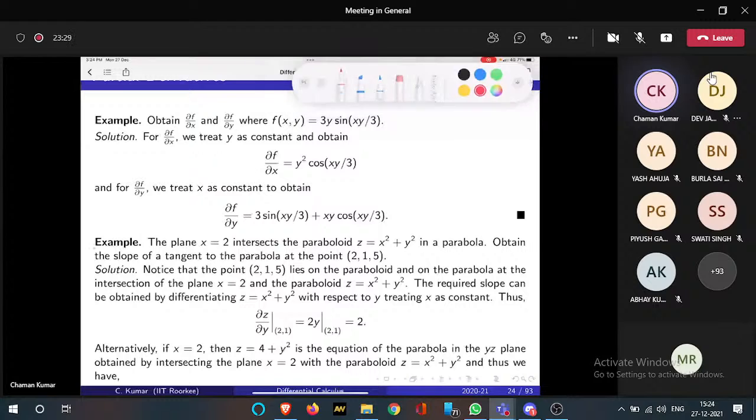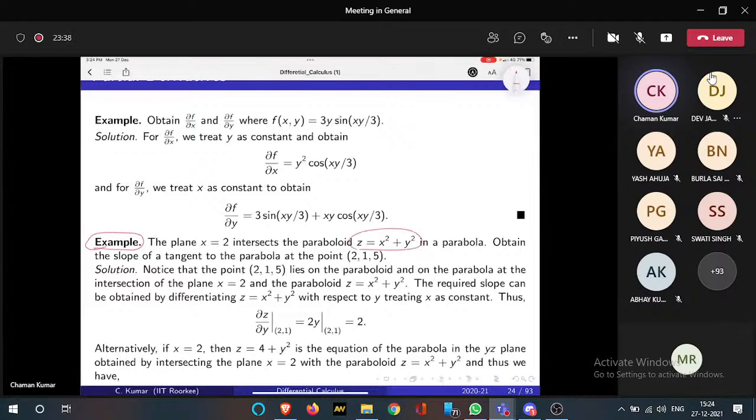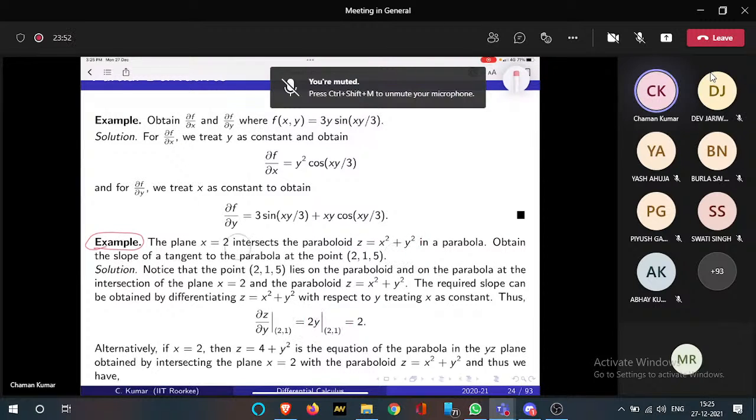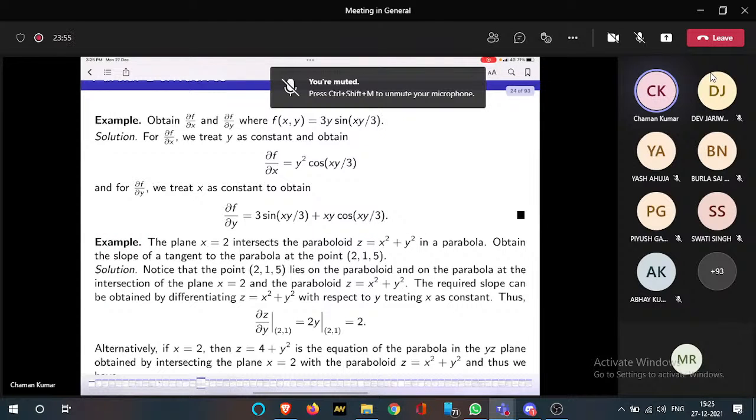I leave this example for you to do because this is just calculating the partial derivative. Basically, you have this function. When you differentiate this with respect to y, you get 2y. Derivative with respect to x will be 2x, and then evaluate at these points. Okay, so I leave this for you to do.